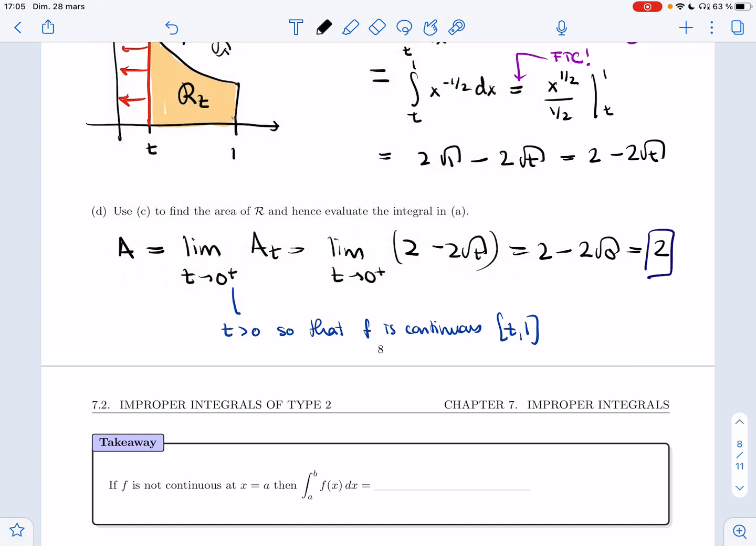All right, so if f is not continuous at x equals a, then my integral from a to b of f of x dx, I'm going to write it as a limit. Still the same function, but I'm going to replace the problem bound a by t and leave b alone. And then I'm going to take a limit. Notice it's the limit as t goes to a plus. I'm going to approach a from the right, and that way I could use FTC on this integral.